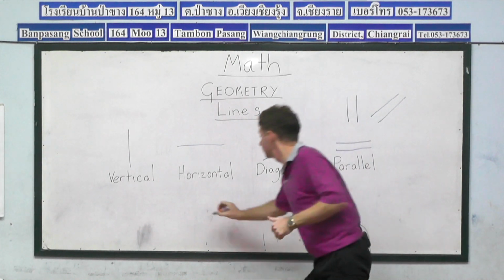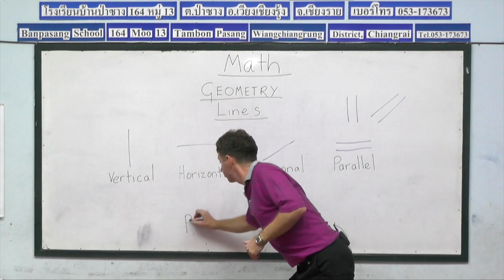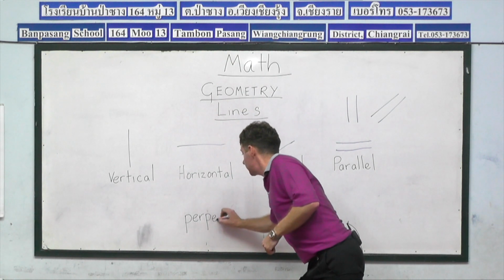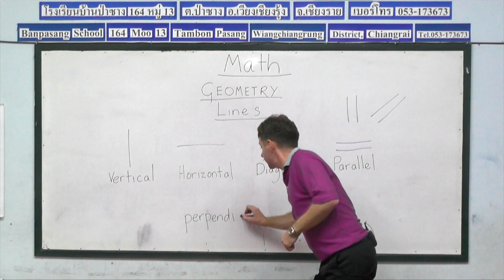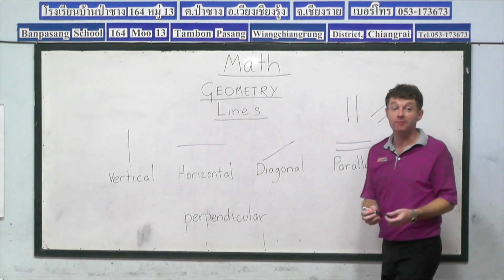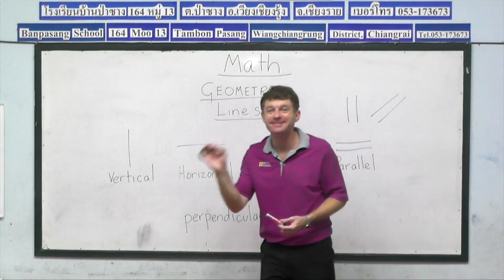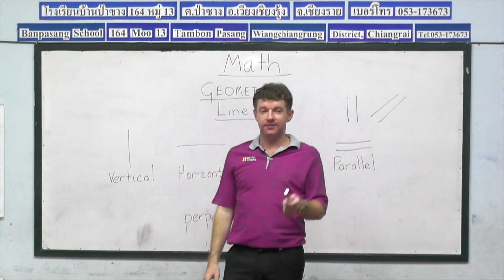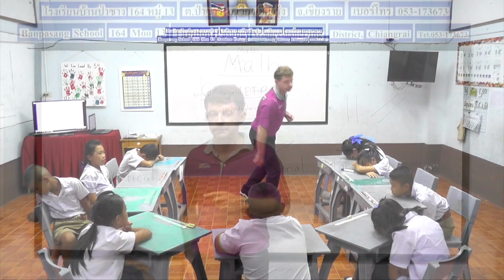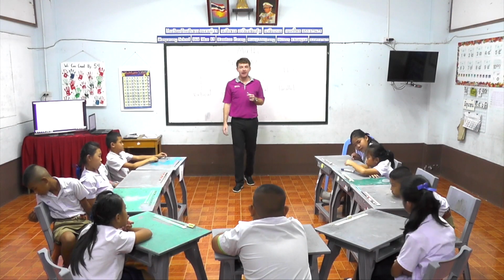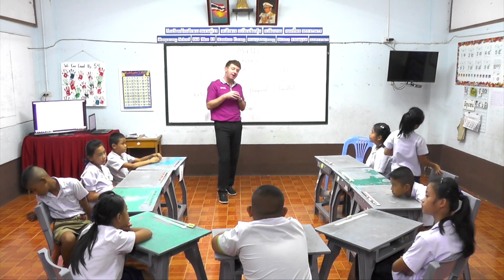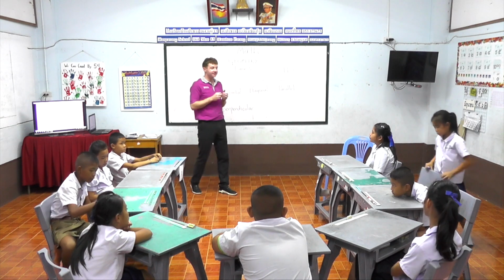We'll have perpendicular. P, E, R, P, E, N, D, I, C, U, L, A, R. Ready, guys? Perpendicular. Excellent. Perpendicular lines. Who can help me? Okay, let's open our eyes. Who has the pen for the perpendicular line? Prau, come and join me at the front, please.